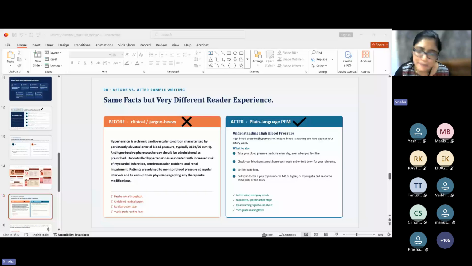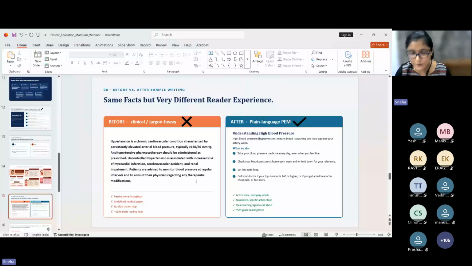So it is passive voice throughout, undefined medical jargon, and no clear action steps. The patient does not know what to take away after reading this. What is the actionable point here? What will you do after reading this? You will just read and go without getting it registered in your mind. It's an 11th grade reading level.